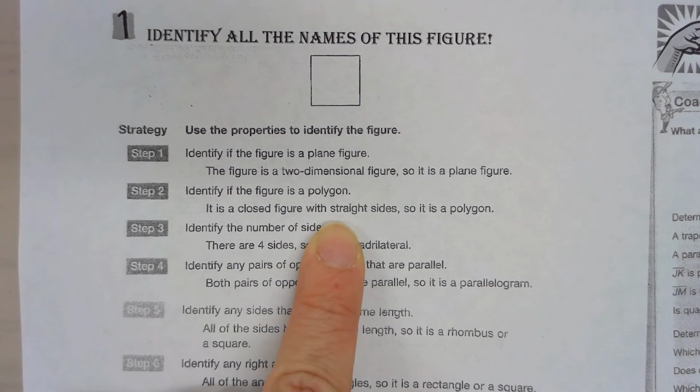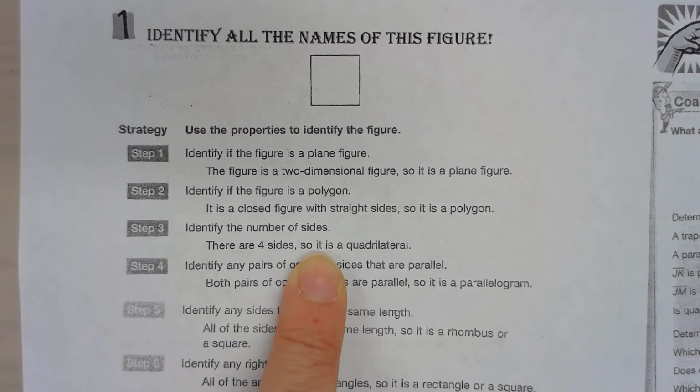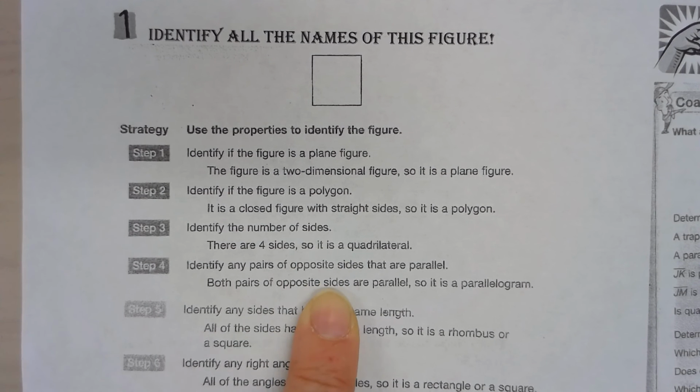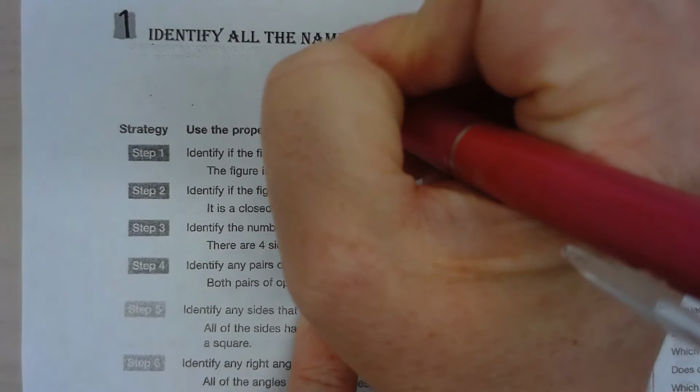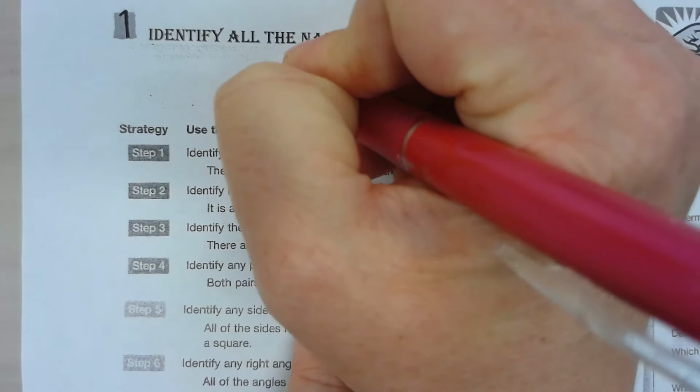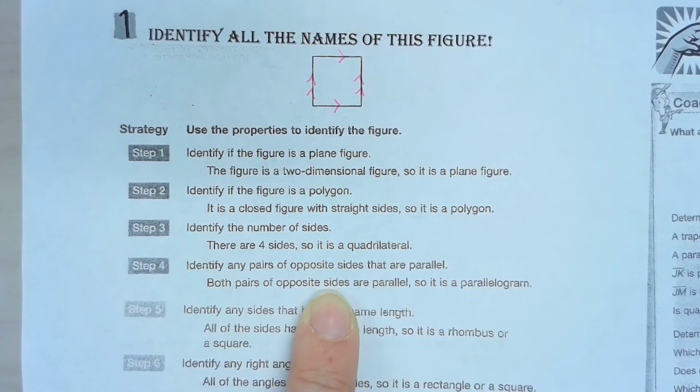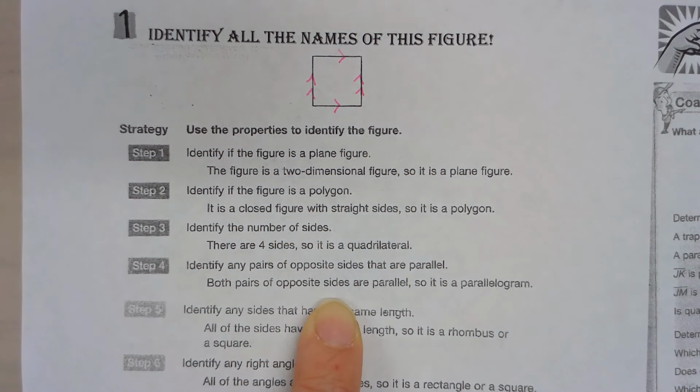I know that it's a polygon because it has straight sides. So it's a polygon, it's closed. I can look at the sides and see that there are 4, so it's a quadrilateral. Now I examine opposite sides and I notice that my opposite sides are parallel. Therefore, it's in that parallelogram family. It's the part of the quadrilateral family where characteristics are most similar.